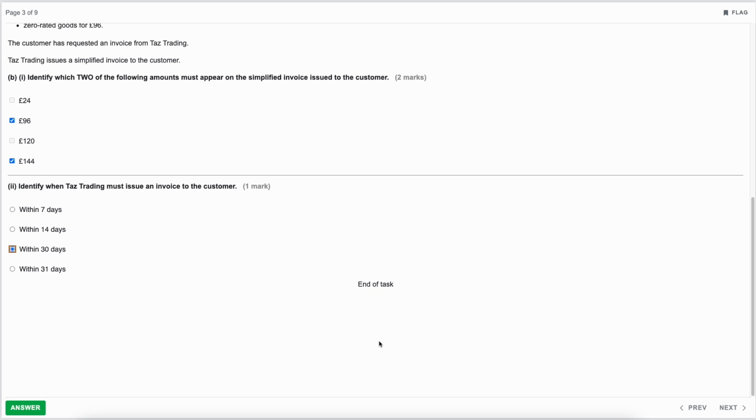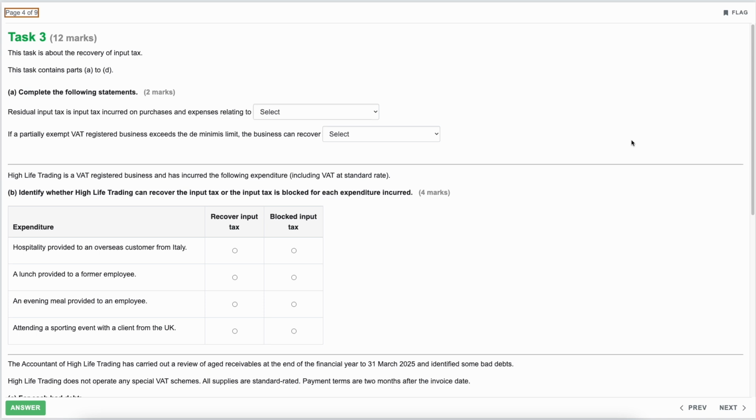Okay, excellent. So that covers task 2. Again, hopefully relatively pain-free there. Let's move on to task 3. So task 3 is worth 12 marks, and this task is about recovering input tax. This task contains parts A through to D.